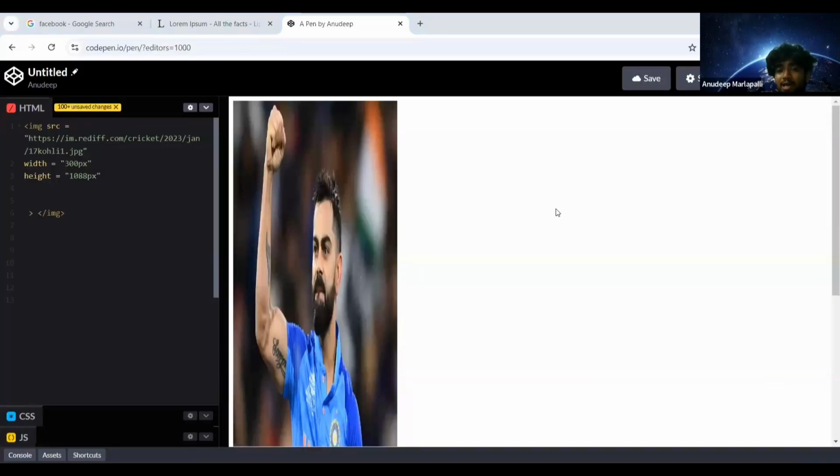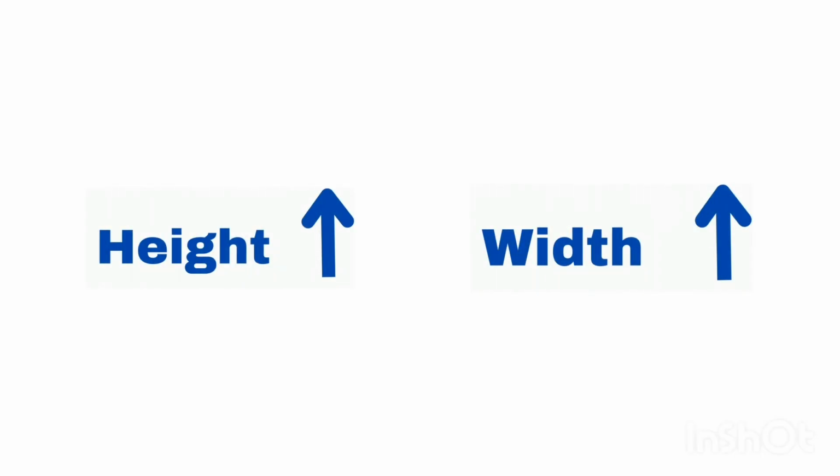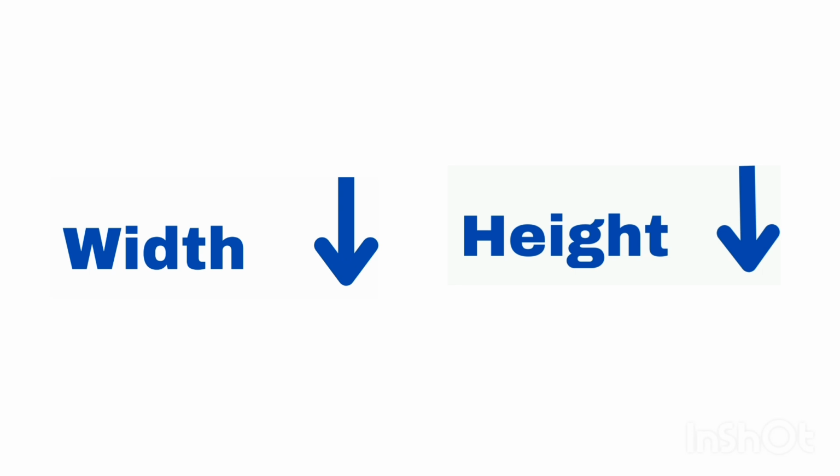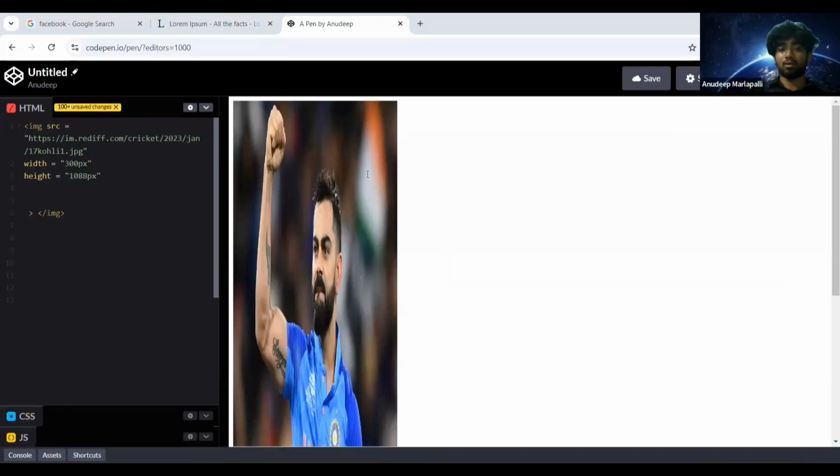Is it looking good? No. The image is not looking good here, right? It looks like the image is stretched. This is the reason why whenever you change height or width, to maintain the quality of the image, the other attribute will automatically change. If you change height, width will automatically change. If you change width, height will automatically change to make sure that the image is looking good, right?